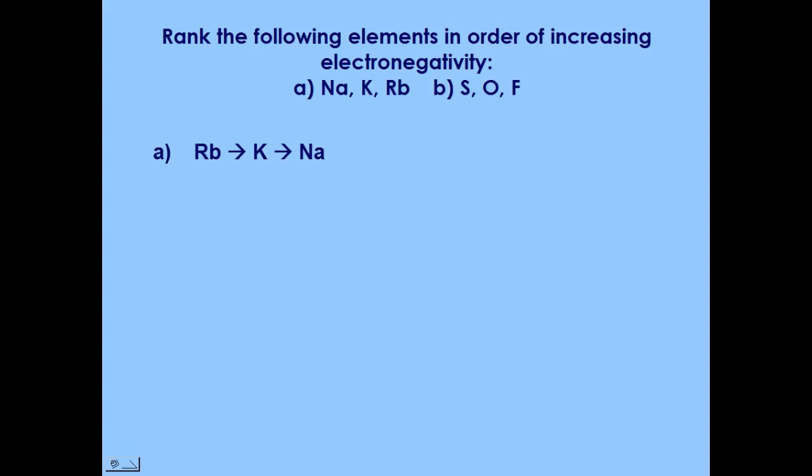With sulfur, oxygen, and fluorine, sulfur is actually in period 3, but it's in the same group as oxygen. Fluorine is your most electronegative element, so we know it's going to be on the end. Because sulfur has that filled energy level separating it from oxygen in terms of the nucleus and its valence electrons, sulfur would have the least, then oxygen, then fluorine.